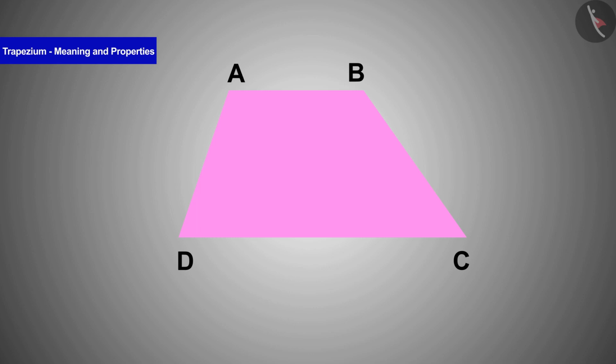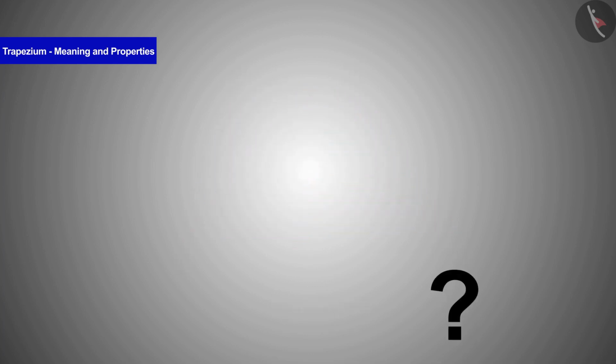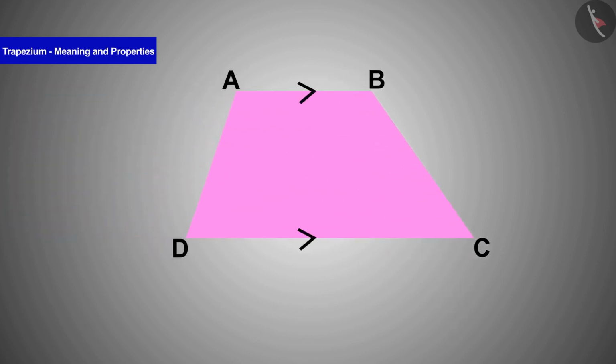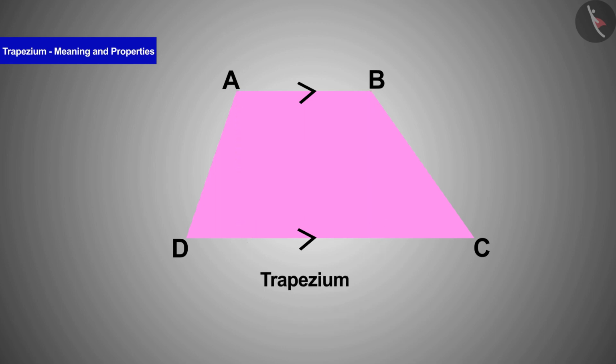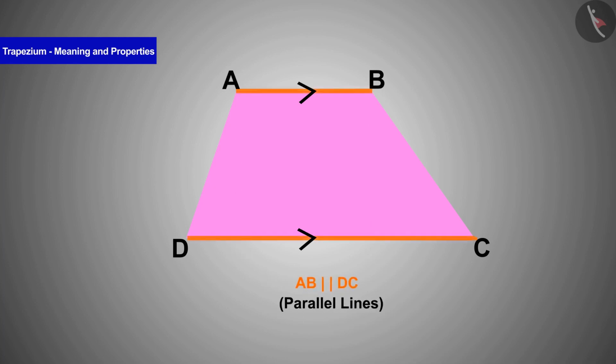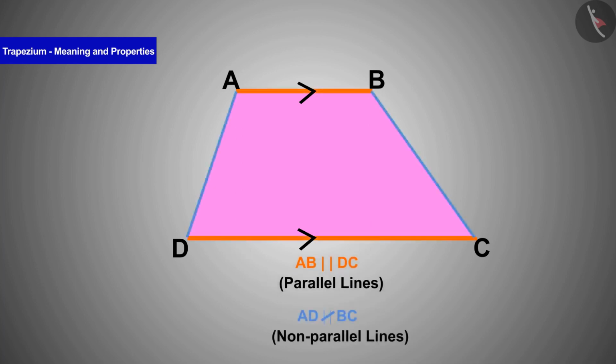If you notice, you will find that a pair of sides in this figure are parallel. Arrow marks indicate parallel lines. Let's see how we called them parallel. If we draw the perpendicular from the vertices of the shorter parallel side, then we will see that these perpendiculars are of equal length, that is, they have the same length, which is why this shape is called trapezium. In this figure, one pair of sides is parallel and the other pair is non-parallel.